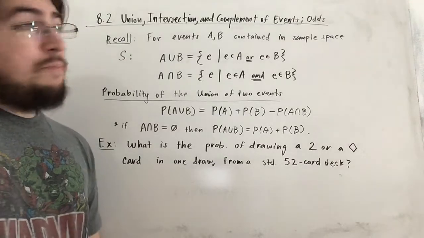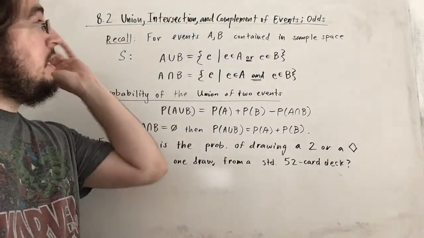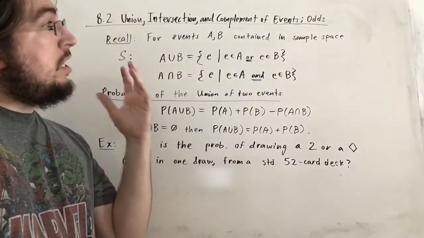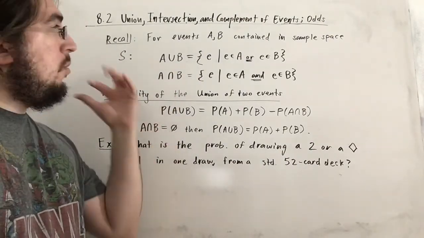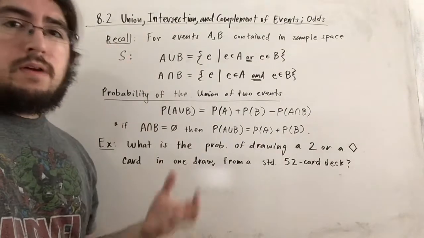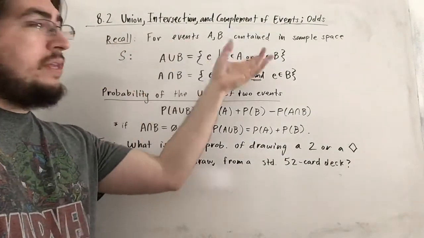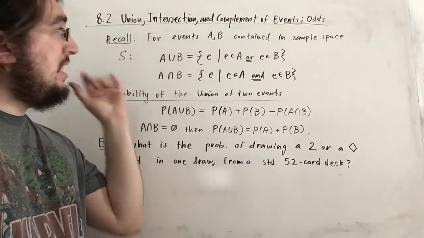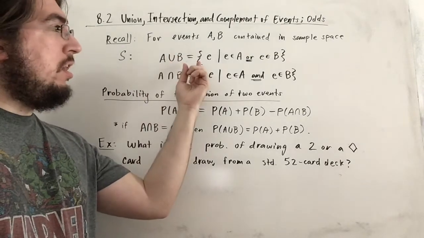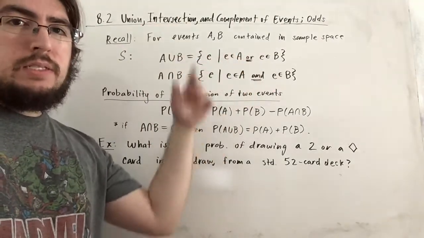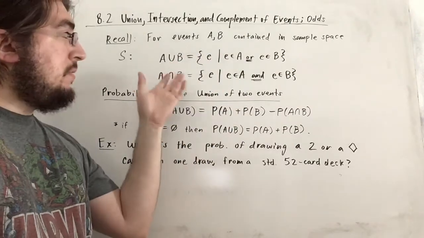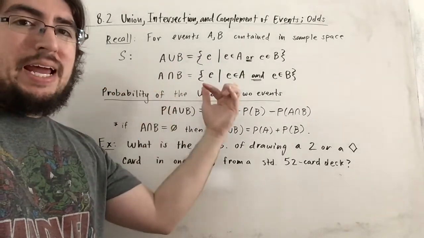Hello everyone, this is 8.2, where we'll be discussing the union, intersection, and complement of events, as well as odds. Let's first recall what intersection and union are. For events A and B contained in some sample space S, A union B is the set of all elements that are either in A or in B, so the keyword for union is "or." Similarly, the keyword for intersection is "and."